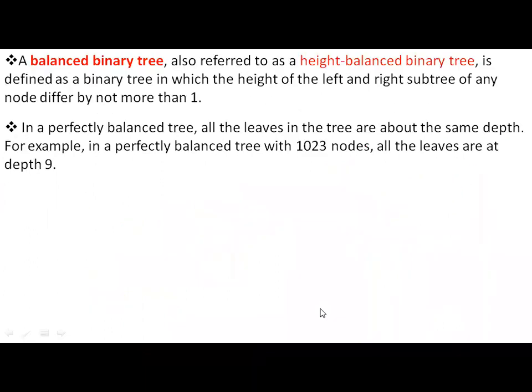Next, another important definition is the balanced binary tree, which we also call a height balanced binary tree. Balanced means nothing but height balanced. It is defined as a binary tree in which the height of the left subtree and the height of the right subtree differ by not more than 1. At any node, if you calculate the height of the left subtree minus the height of the right subtree and it is not more than 1, then the tree is called a height balanced binary tree.